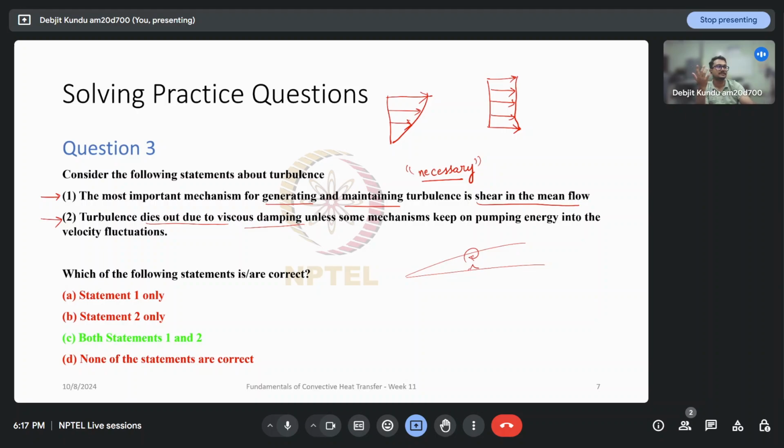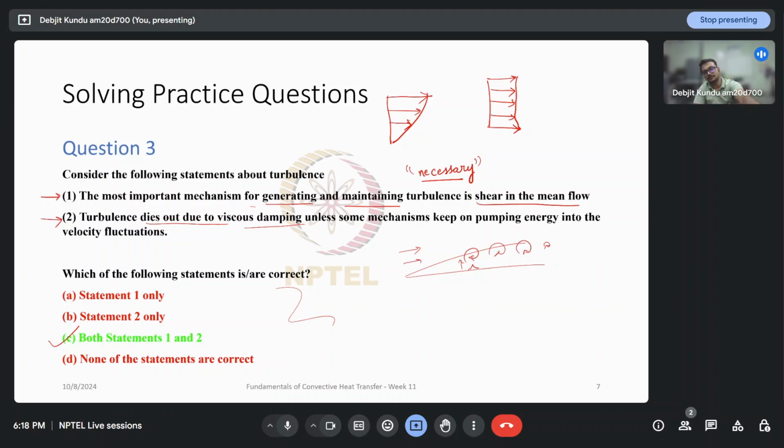So let's say this surface roughness, for example, as long as there is a flow coming in, this will keep creating these vortices, which will go downstream and probably decay into smaller eddies and so on. But here, this generation of newer fluctuations keeps on going, and that's necessary for sustaining turbulence. So that's why statement 2 is also correct, and the correct combination which you should have chosen is option C, that both statements 1 and 2 are correct.